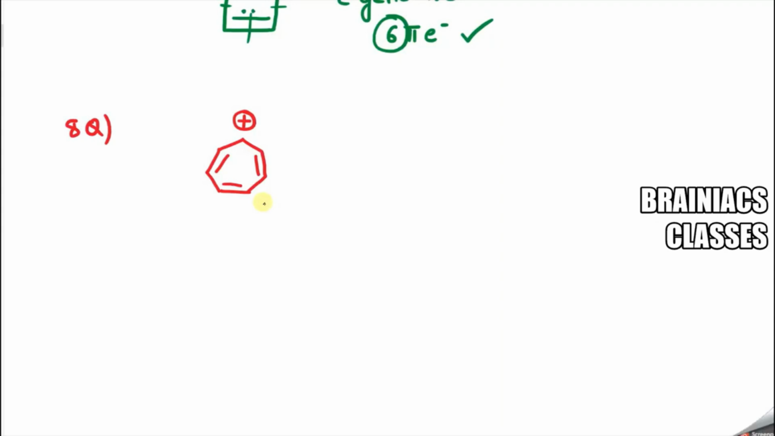Again, you know that it is cyclic. Yes, the compound is cyclic in nature. Correct? It's starting from here. You have another carbon atom, another carbon atom, another carbon atom, another carbon atom, another carbon atom. So it is rotating in it. So it's cyclic. Next condition is planarity. Correct? So check for the hybridization.